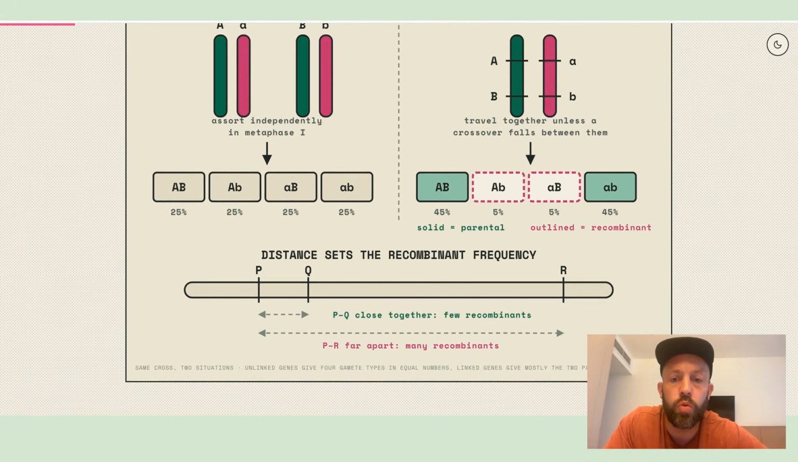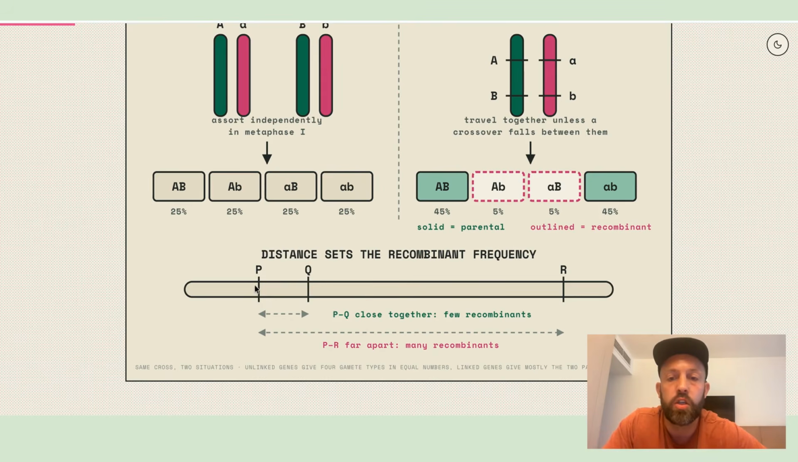And the other thing to note would be about the distance. We call it mapping units, how far they are apart from each other. So you can see here, P is closer to Q and P is further away from R. So there's a higher chance of P and R being found in what we call a recombinant. So these two here would be recombinants.